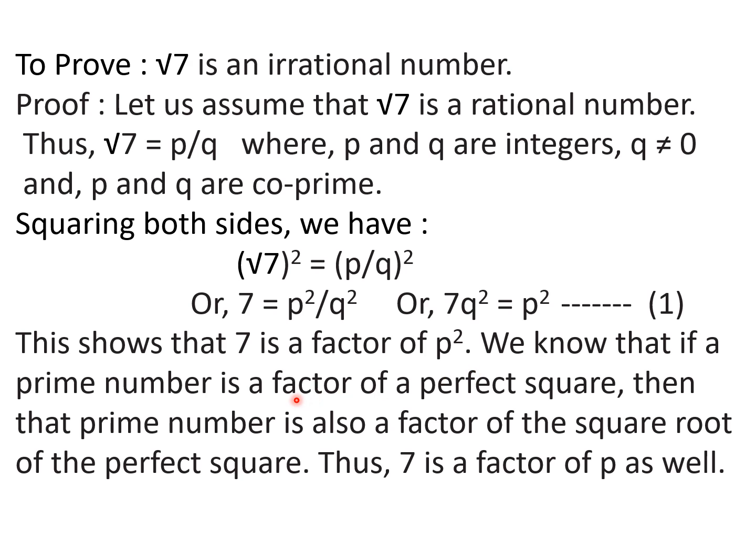So if a prime number is a factor of a perfect square, then that prime number is also a factor of the square root of the perfect square. So thus 7 is a factor of P as well. That means if 7 is a factor of P square, then 7 is also a factor of P. This is the statement of theorem 1.3. Okay? So you have to understand this statement well and write it in this way. Okay? So let's move ahead.